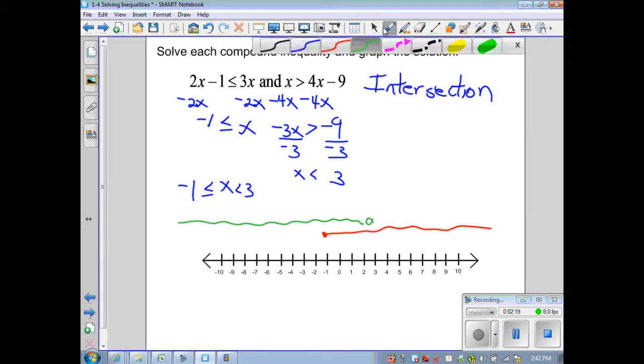Now I need to represent the intersection, or what shared values of the green and red line. On -1, they're both closed on the green and red, so it's closed for a -1. On the 3, it is closed in the red but open on the green, so they're not shared, but that represents where the location goes to. And then all values in between represent the intersection of these two inequalities.